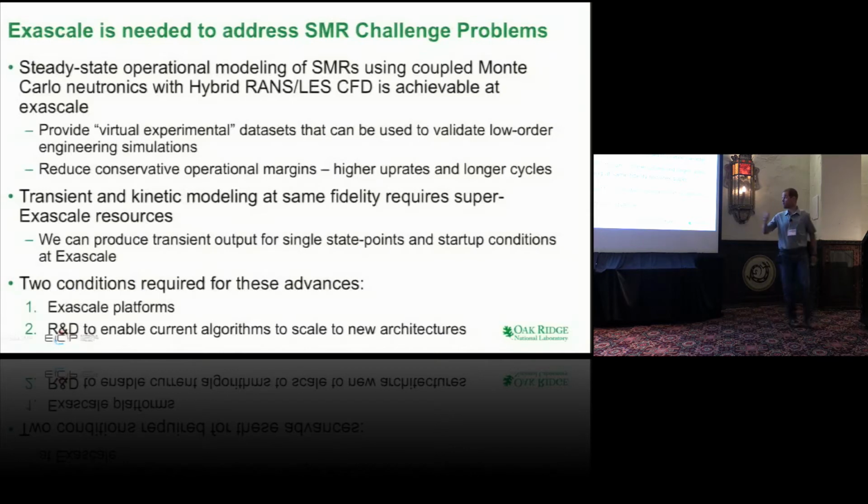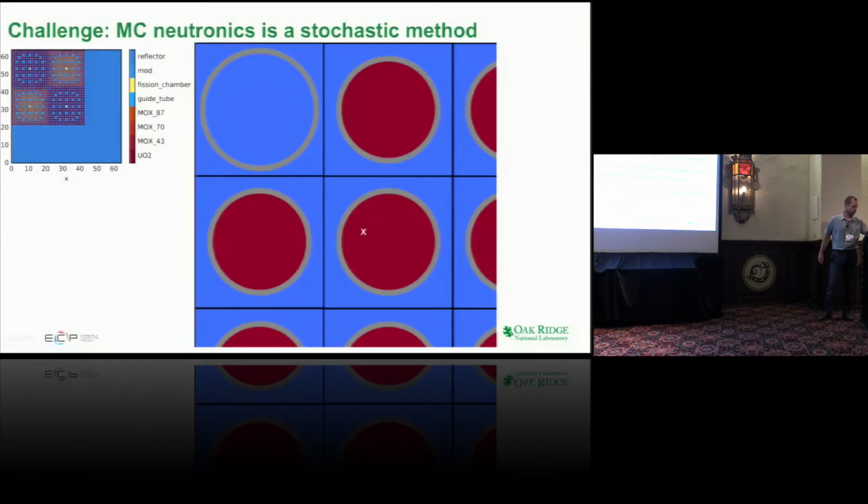So finally, what's really required for all these advances? Obviously, we need the exascale platforms, and we need the R&D to enable our current algorithms to scale to the new architectures. And that's kind of a segue to what I'm going to talk about for the rest of my time.